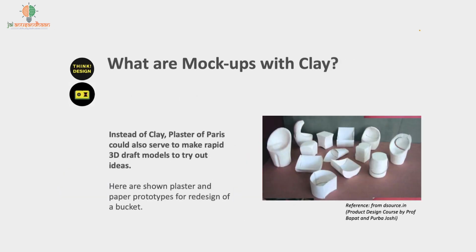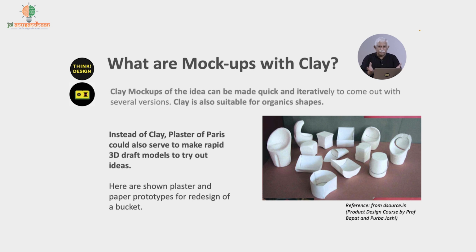Now let's look at clay. Okay, clay is a very simple material. Once you form the clay, you can make organic shapes. It's very easy to make shapes out of them, very quick to do it. Okay, and you can make 3D models out of it. Here are shown plaster and paper prototypes for redesign of a bucket.